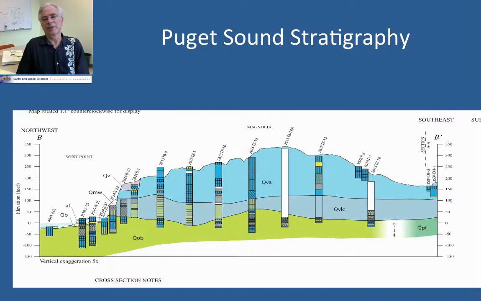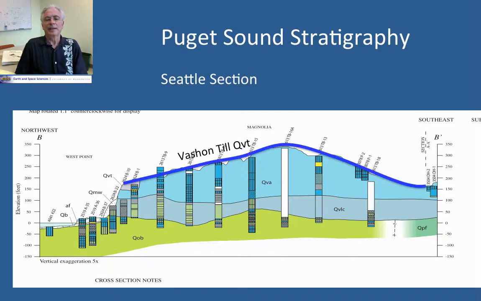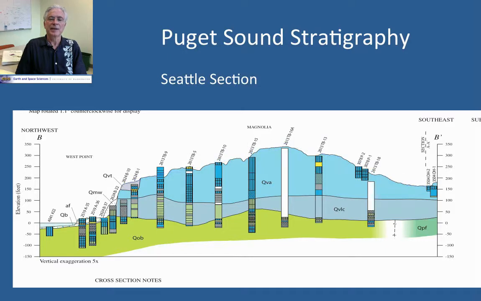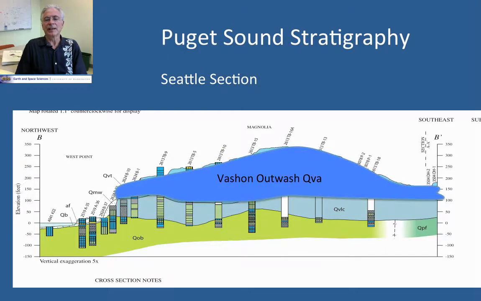So if we look at the stratigraphy, and stratigraphy is just the layering and the geologic terms associated with the layering, here's a cross-section through Magnolia Hill on the west side of Seattle. At the top of the hill and all the hills around the Seattle area, you can find in places the Vashon Till. It's not continuous, it's been eroded away in some areas, but the Vashon Till drapes across the topography. Below the Vashon Till is the Vashon Outwash, the QVA.